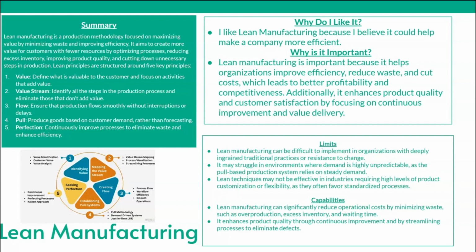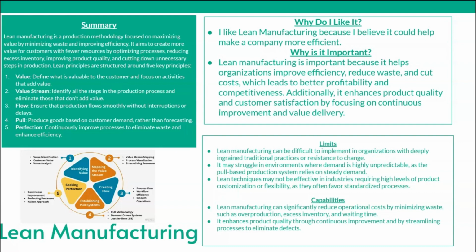Value stream identifies all the steps in the process and eliminates those that don't add value. Flow ensures that everything is flowing smoothly without interruptions. Pull produces goods based on customer demand rather than guessing, like, oh, customers might want Halloween candy, for example, because it's getting closer to Halloween. It focuses on what consumers are demanding at the moment. And perfection is continuously improving the process to eliminate waste and enhance efficiency. Like, what if you know that Halloween's coming up and you make too much Halloween candy?